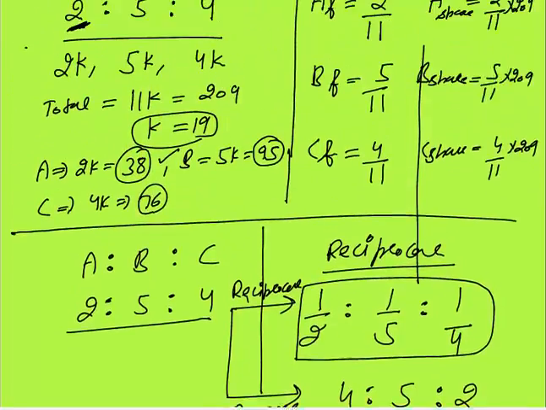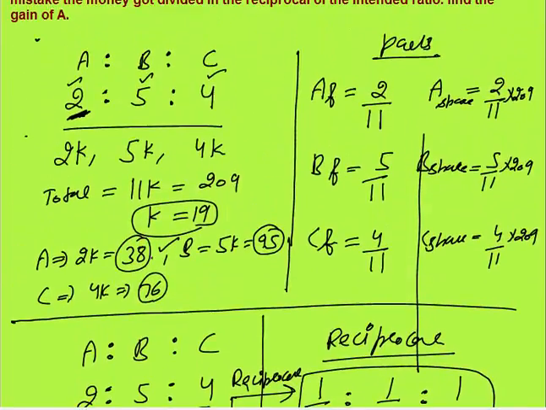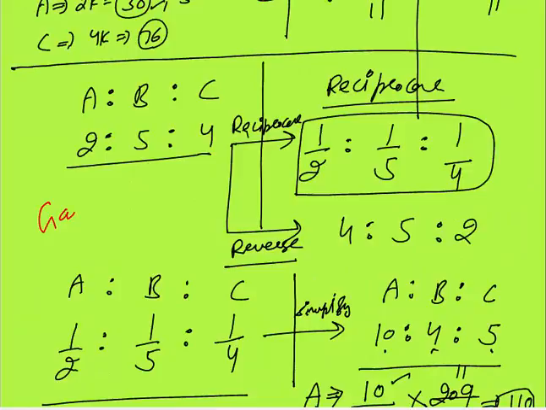How much was A supposed to get? A was supposed to get 38. So what is the gain of A? The gain of A is 110 minus 38, that is 72. So A got 72 extra by this mistake.